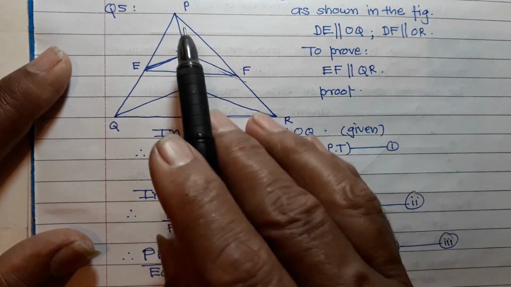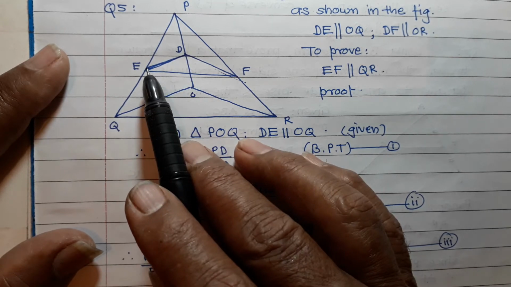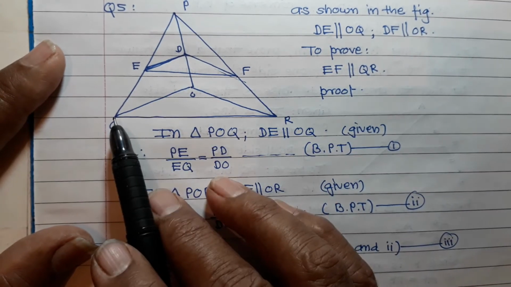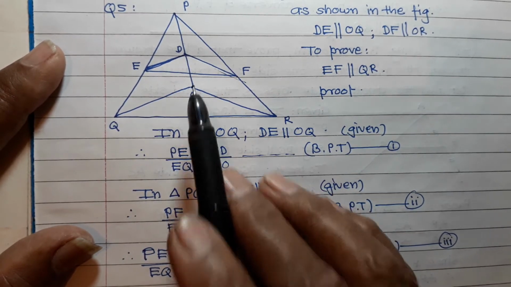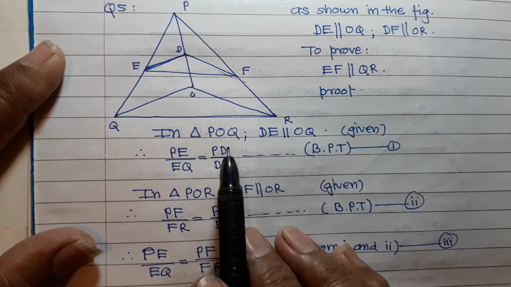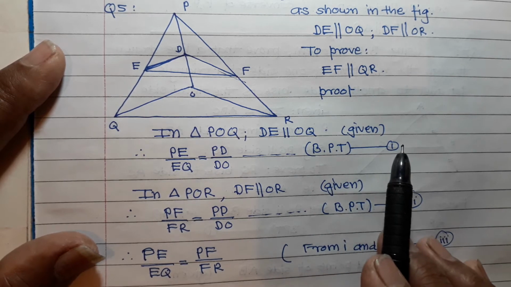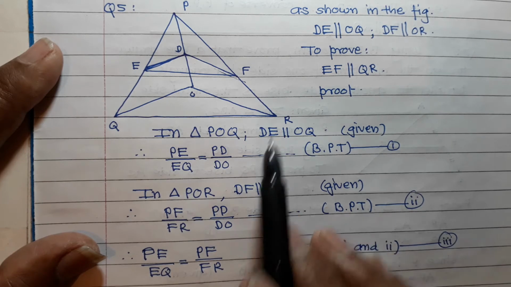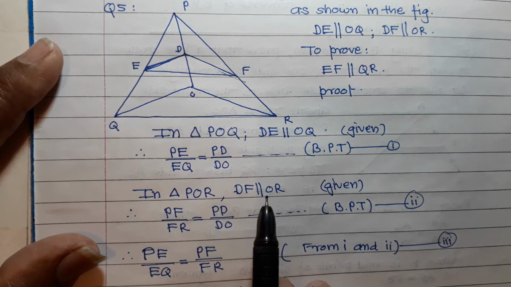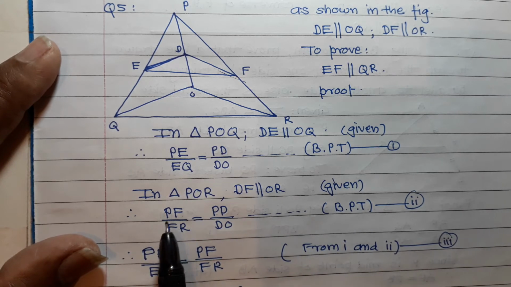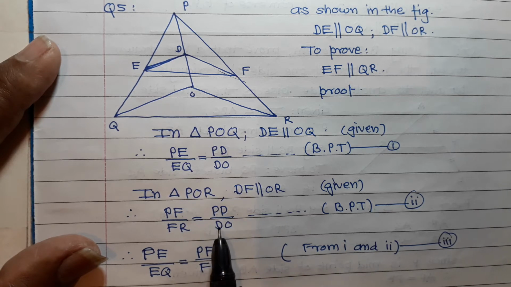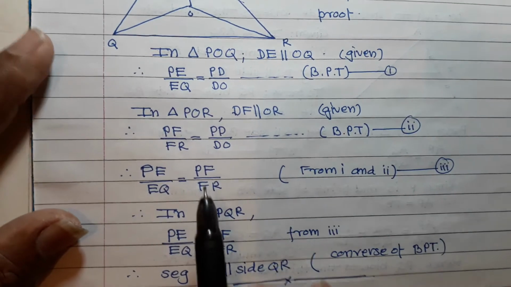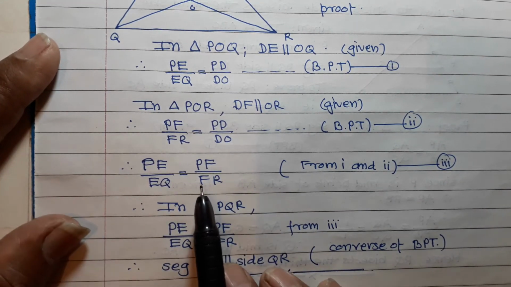Proof. In triangle POQ, DE is parallel to OQ, and therefore PE upon EQ is equal to PD upon DO, BPT, equation number 1. In triangle POR, DF is parallel to OR, given, and therefore PF upon FR is equal to PD upon DO, BPT, equation number 2. From 1 and 2, PE upon EQ is equal to PF upon FR.